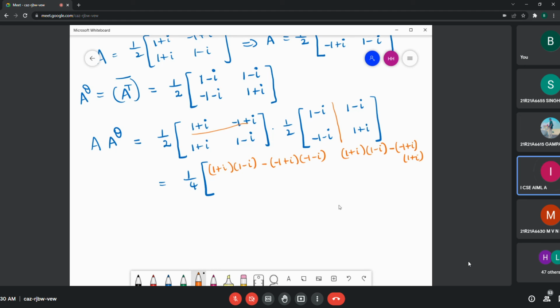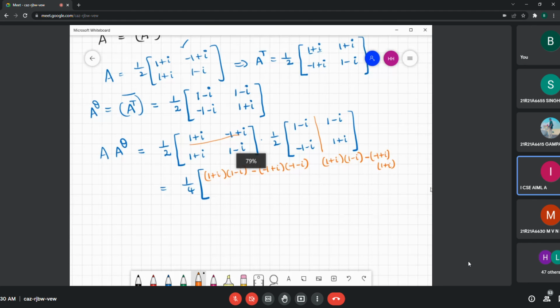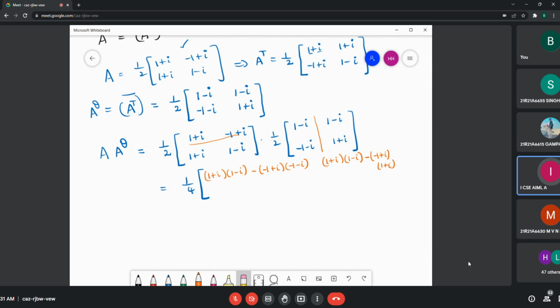The second row is (1+i)(1-i) minus (1-i)(-1-i), and (1+i)(1-i) minus of (1-i)(1+i). Here we have to find the values of these. For (1+i)(1-i), this is positive and this is negative, both cancel. So here we will get 0.